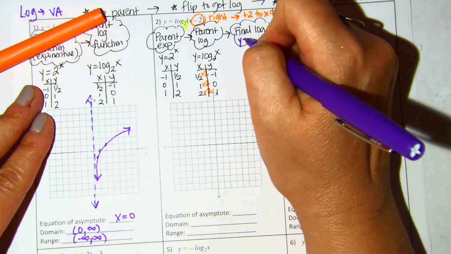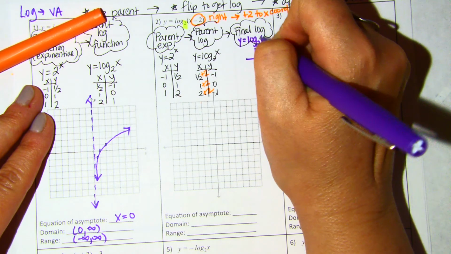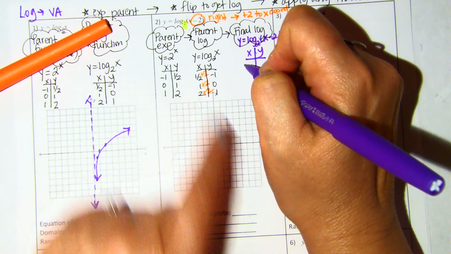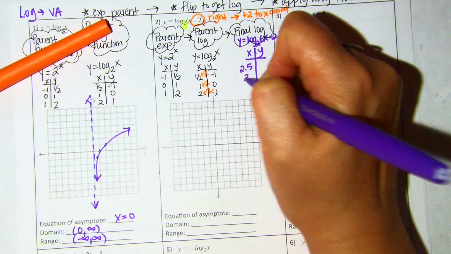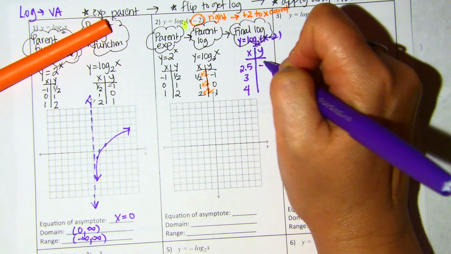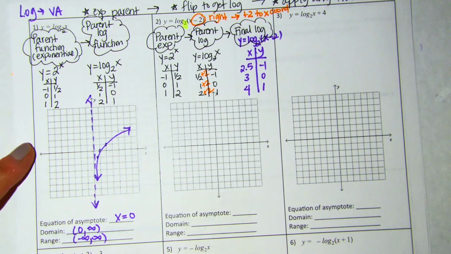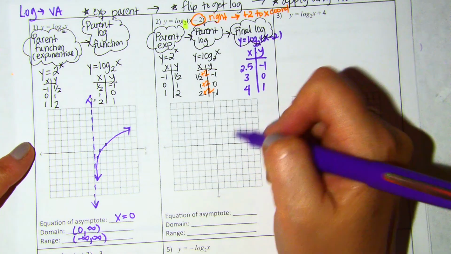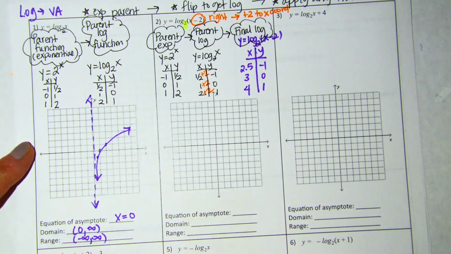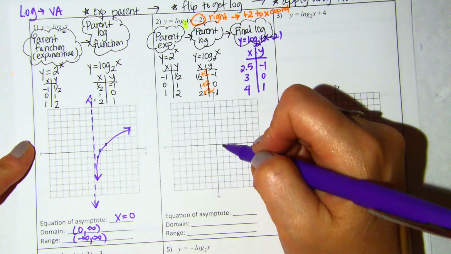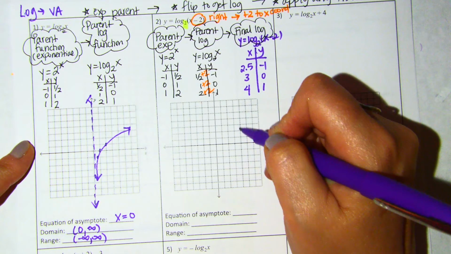Oh, I forgot to write the equation. This is the final one here. Okay. So 2.5. 1 + 2 is 3. 2 + 2 is 4. This stays the same. Now, because it goes to the right, anytime it moves right or left, it affects the vertical asymptote. So that was one of the tips that apply to the asymptote. So we need to move it 4 to the right. So 1, 2, 3, 4.